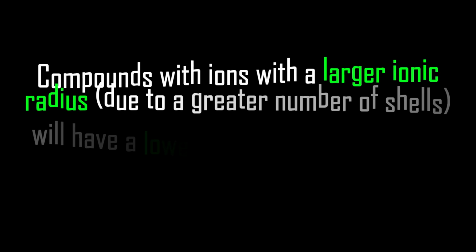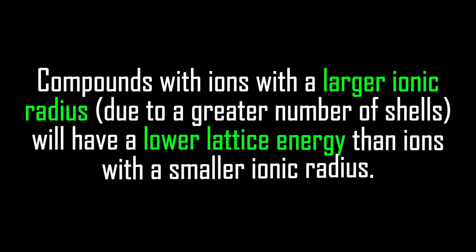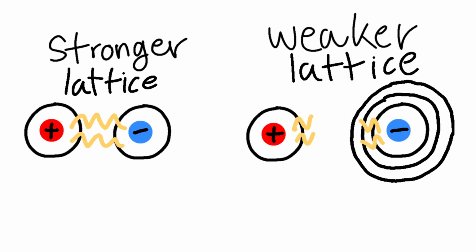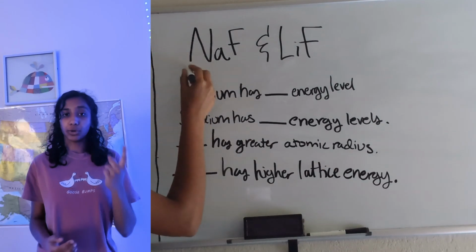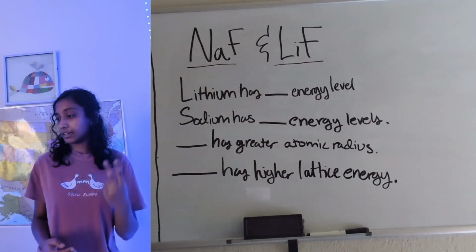Believe it or not, distance is also a factor in comparing lattice energy. Compounds with ions with a larger atomic radius, due to a greater number of shells, will have a lower lattice energy than ions with a smaller ionic radius. This is because larger atomic radius decreases attractive forces between different ions. For example, let's compare the lattice energies of sodium fluoride and lithium fluoride.